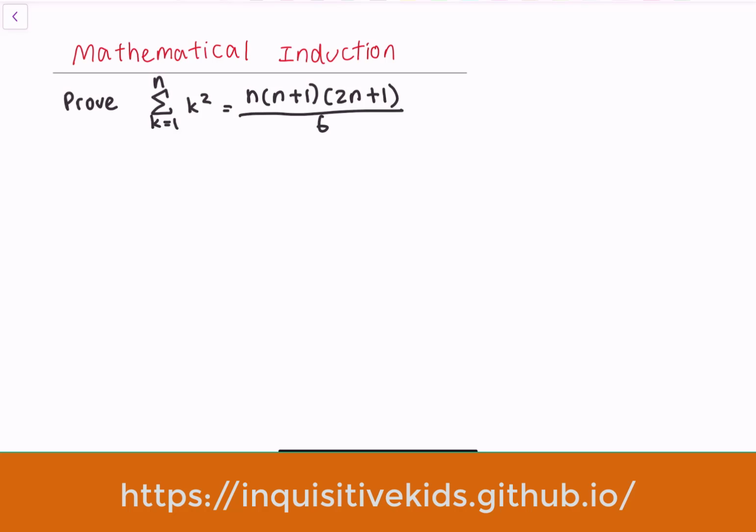This series is equal to all of the integers squared and added together. And we're trying to prove the formula that the sum is equal to n times n plus 1 times 2n plus 1 over 6. Now, how can we use mathematical induction to prove this equation?